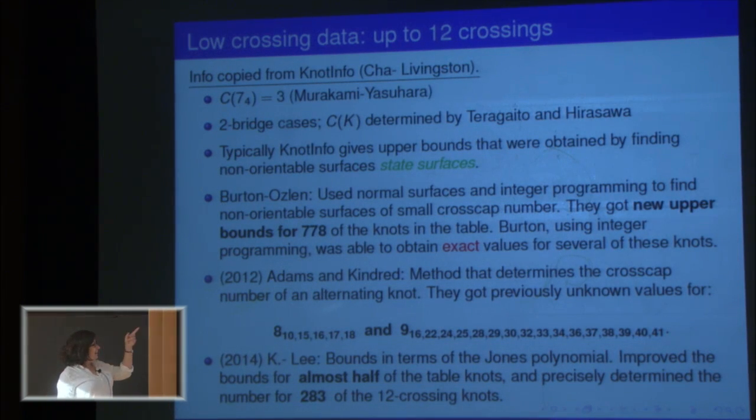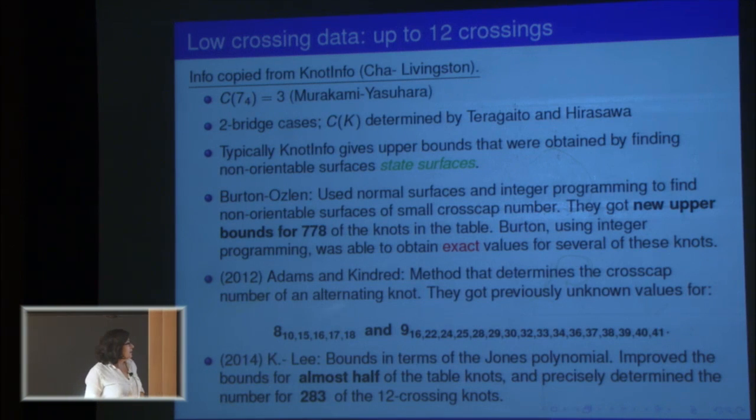Okay, so what is known is, besides the two p torus knots that I mentioned, the cases among the knots of up to 12 crossings: the two bridge cases were calculated by Teruaki Hirasawa. The 7-4 was calculated by Murakami and Yoshihara. And typically, the knot info is going to give you two numbers, an upper bound and a lower bound, right? Mostly an upper bound, though, because the lower bound for most cases was just bigger than 1.